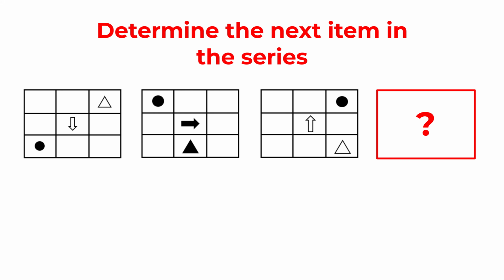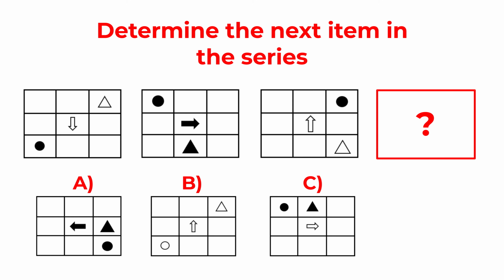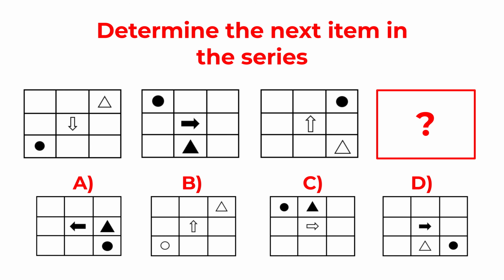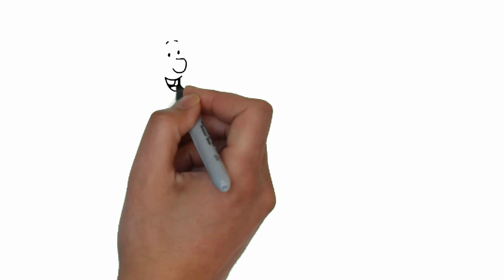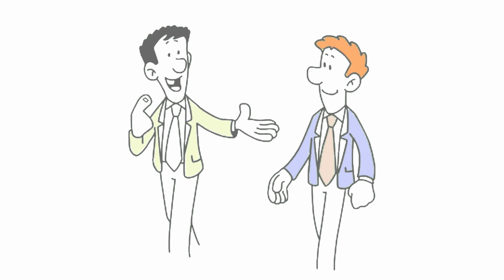You're presented with 4 different choices: choice A, B, C, and D. Take a close look and see if you can determine the pattern. Ready or not, I'm going to move forward and share with you the correct answer, at least from my standpoint.